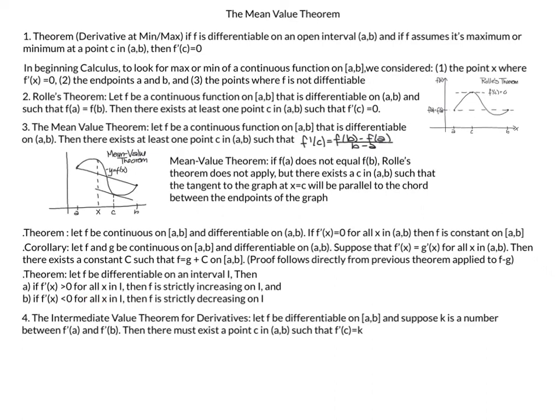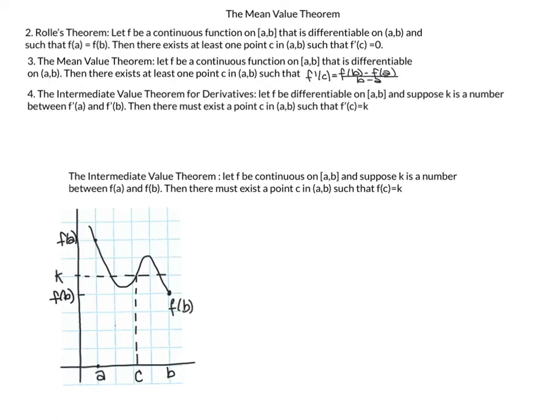And now we have our intermediate value theorem for derivatives. Let f be differentiable on [a, b] and suppose k is a number between f prime of a and f prime of b. Then there must exist a point c in the interval such that f prime of c is equal to k.